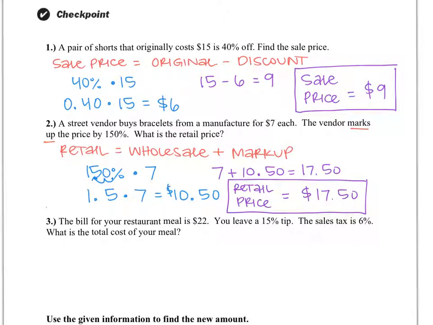All right, why don't you take just a second now and try number 3. It says that the bill for your restaurant meal is $22. You leave a 15% tip. The sales tax is 6%. What is the total cost of your meal? So you're going to need to calculate the tip and the tax. I'll give you just a minute to do that.